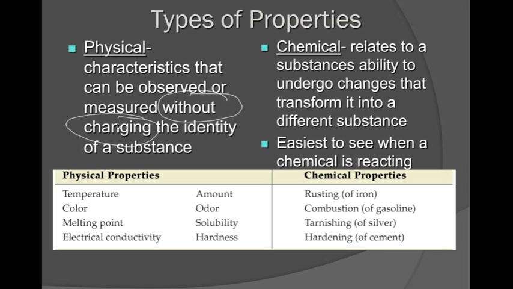Now, a chemical change relates to the substance's ability to undergo changes that transform it into a different substance. Basically, what we say here is that anything chemical change, chemical reaction, we see that it changes into something different. It transforms into something completely different. We cannot get it back to what it was. We can look at examples of that. We're talking about rusting or combustion, tarnishing, hardening of cement. We see that it changes into something different and we can't get it back to its original state.